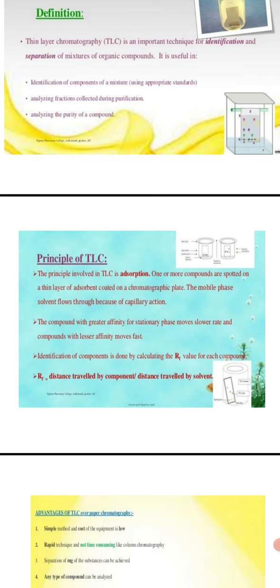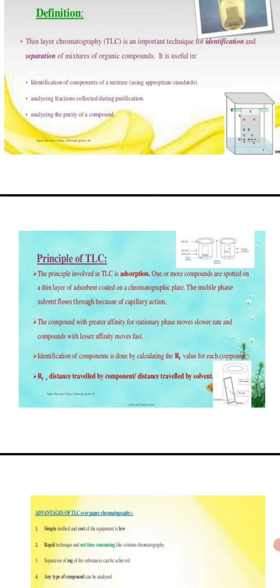The compounds with greater affinity for the stationary phase move at a slower rate and the compounds with lesser affinity move faster. जिसकी affinity कम रहती है towards the stationary phase वो क्या करेंगे, वो ज़्यादा से ज़्यादा move होंगे in upward direction on the mobile phase, and जिसकी affinity ज़्यादा होगी toward the stationary phase वो कम से कम move करेंगे in an upward direction.